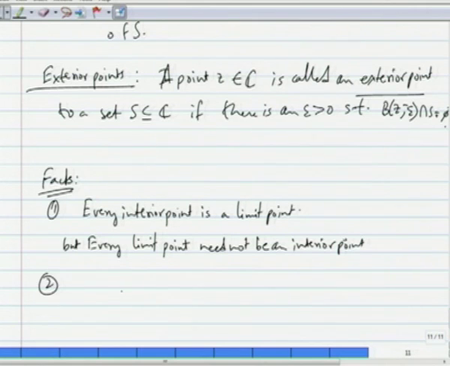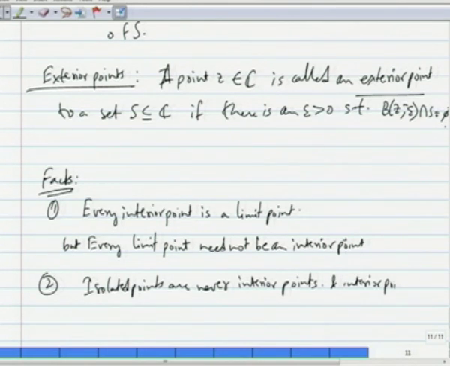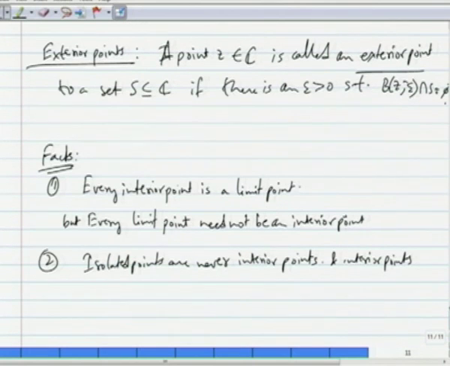The second statement I want to make is on the relation between isolated points and interior points. Isolated points are never interior points. That is because there is no neighborhood of those points contained in the set. And interior points are never isolated. Interior points enjoy a whole ball around them which is contained in the set. So, they are not isolated. That is the relation between isolated and interior points.